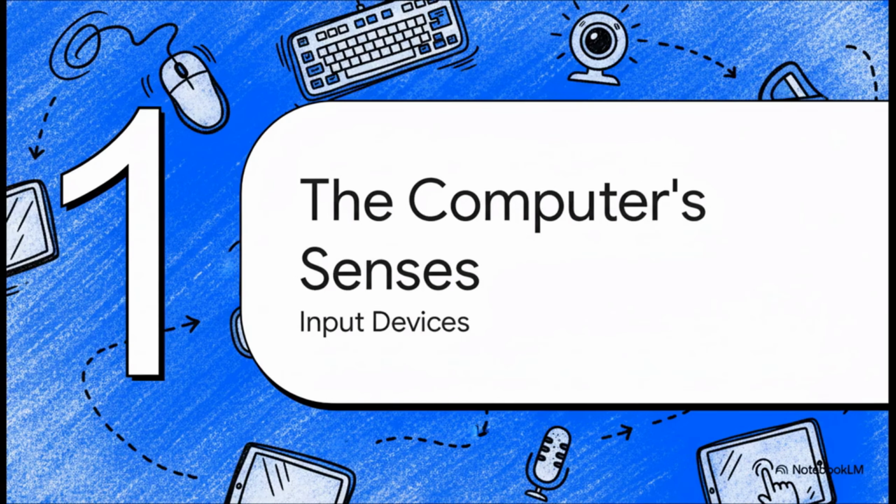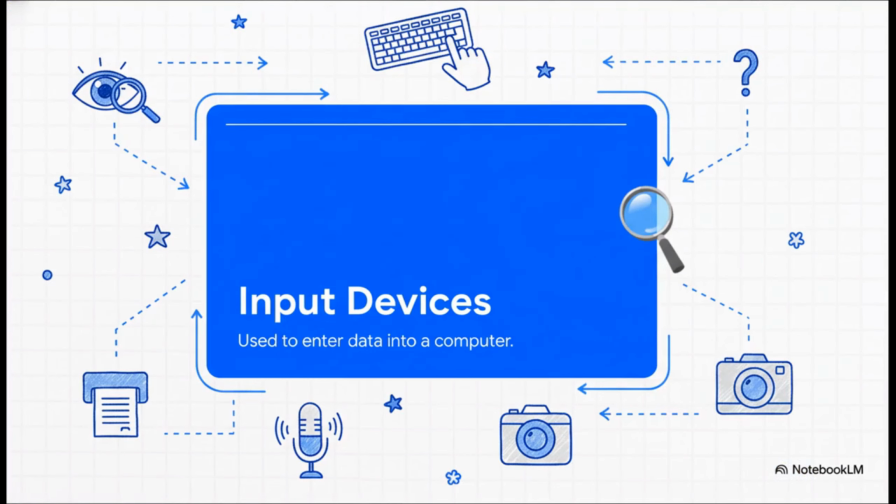How does this digital body of ours hear our commands? How does it see the photos we want to upload? This is all about getting information from us into the machine. The official term for these senses is input devices. And really, their one and only job is to get data, our instructions, our words, our pictures, from our physical world into the computer's digital world.